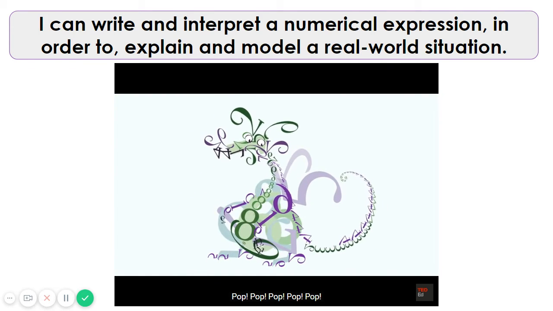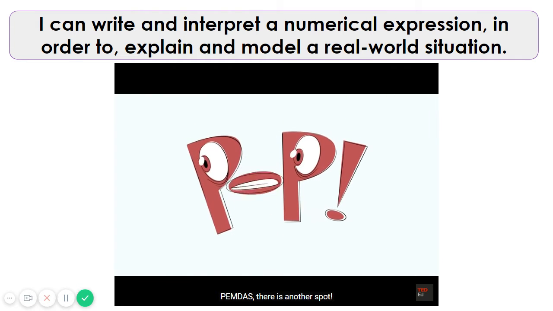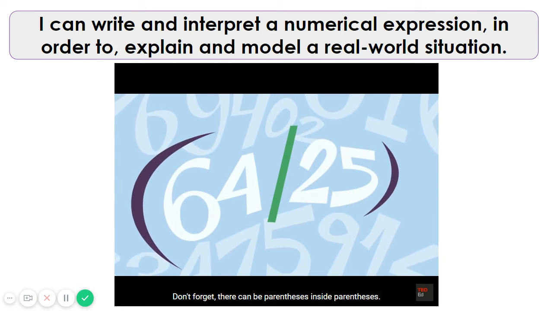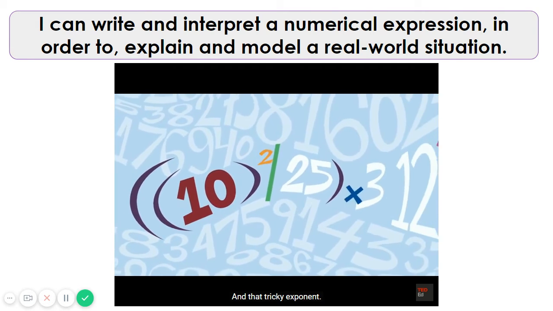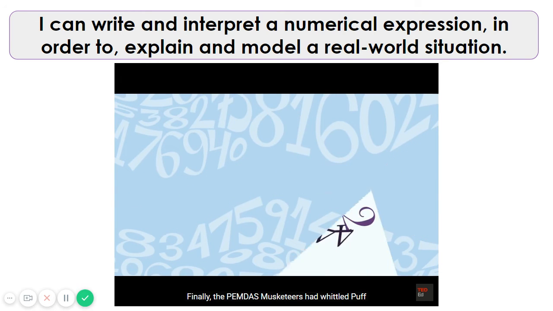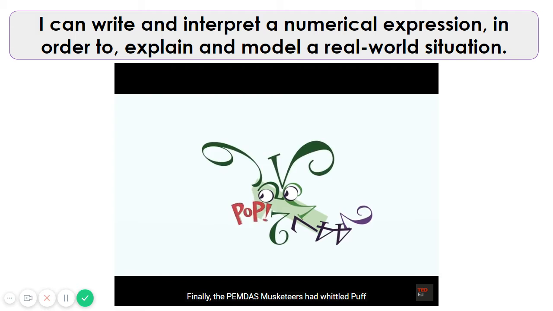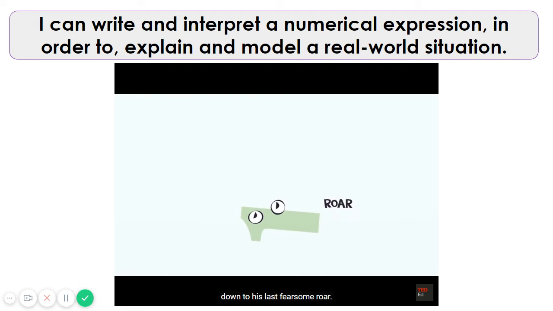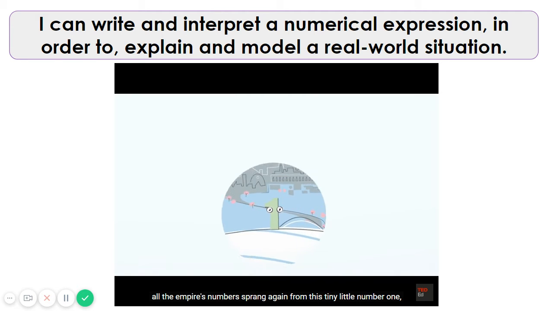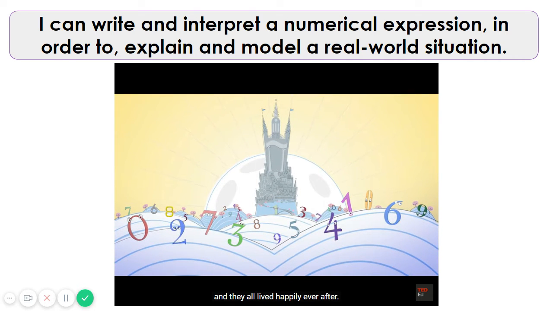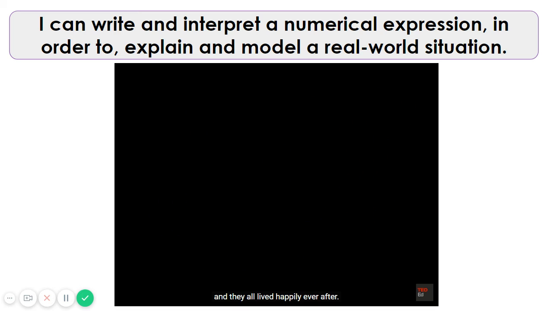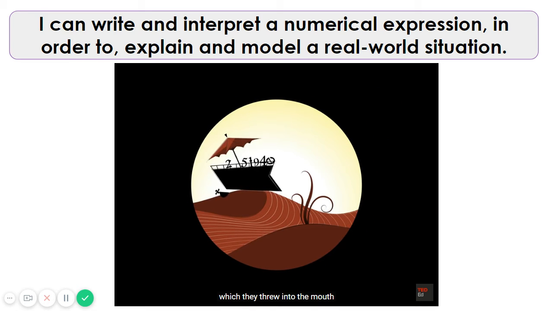Pop, pop, pop, pop, pop. PEMDAS, there's another spot! Don't forget there can be parentheses inside parentheses. There's one. And that tricky exponent. There we go. Finally, the PEMDAS musketeers had whittled Puff down to his last fearsome roar. But having vanquished Puff the magic digit dragon, all the Empire's numbers sprang again from this tiny little number 1. And they all lived happily ever after. Except for the Emperor number, which they threw into the mouth of an ancient creature nesting in the desert. The end.